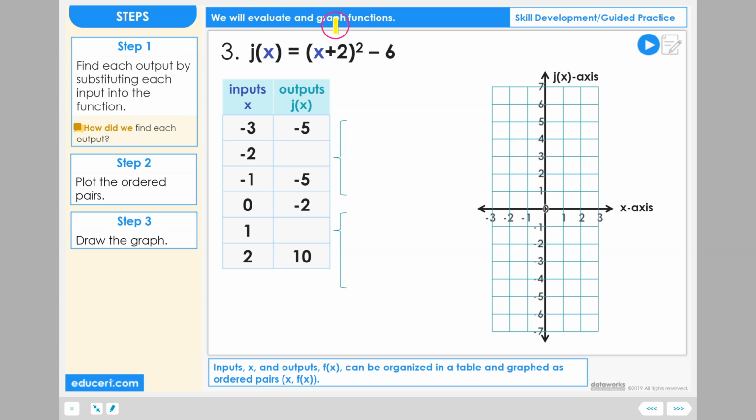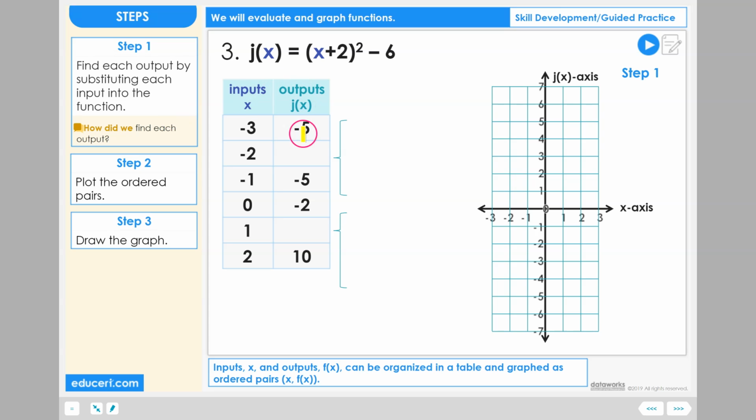Let's evaluate and graph functions. Problem number 3. Function j of x equals the quantity x plus 2 squared minus 6. Step 1. Find each output by substituting each input into the function.